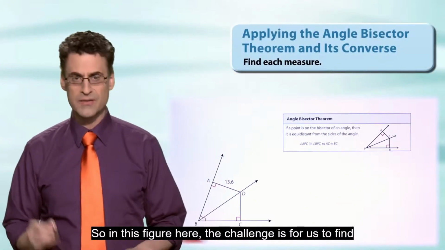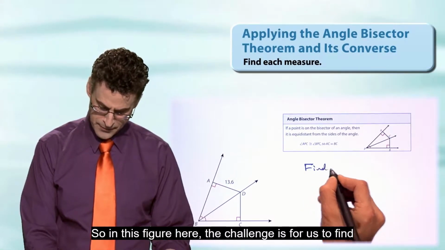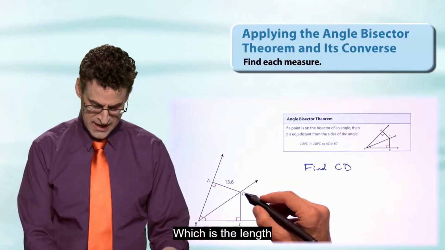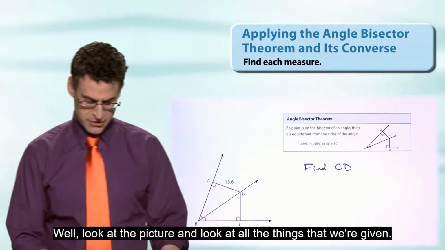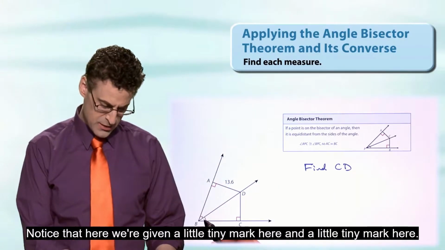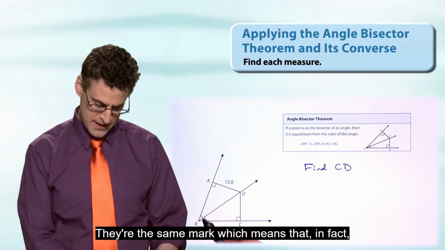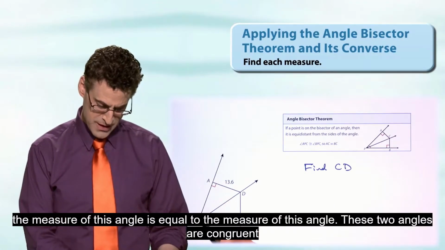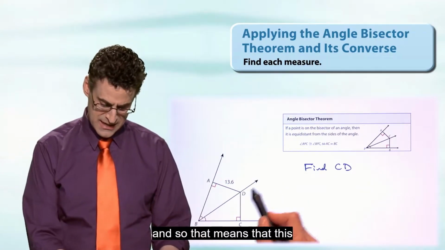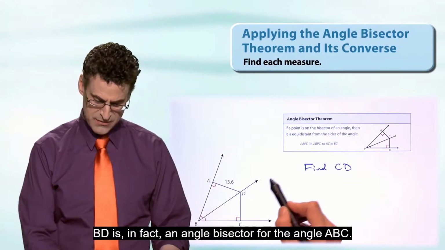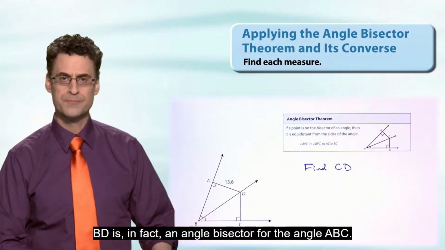So in this figure here, the challenge is for us to find CD, which is the length from C to D. Well, look at the picture and look at all the things that we're given. Notice that here we're given a little teeny mark here and a little teeny mark here. They're the same mark, which means that in fact the measure of this angle is equal to the measure of this angle. These two angles are congruent, and so that means that BD is in fact an angle bisector for the angle ABC. Well, great.